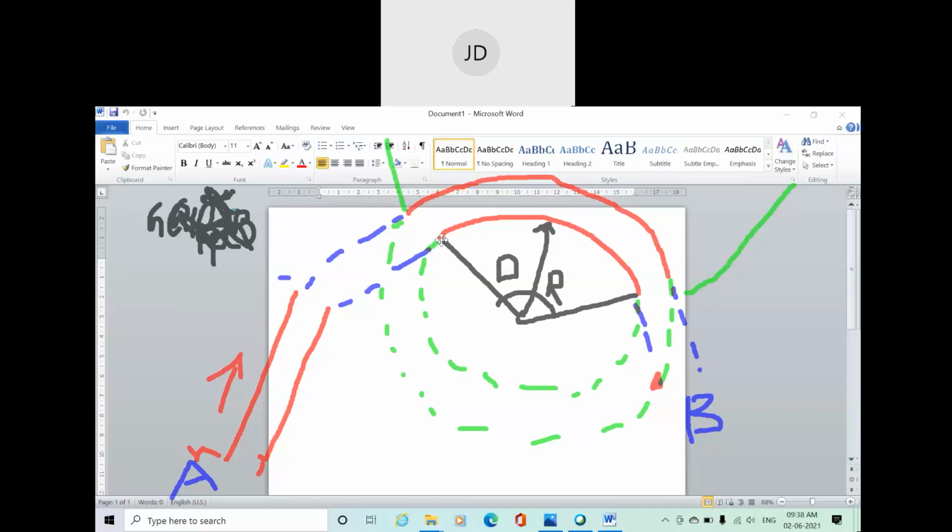One more thing: this is your long chord for a particular circle. If you join the first point to the last point, this is your long chord. The distance, the line joining the peak of the curve to the long chord, is known as the versine.